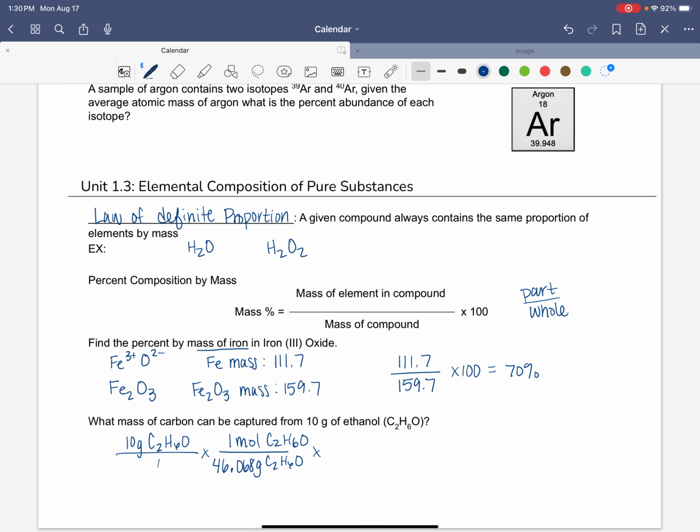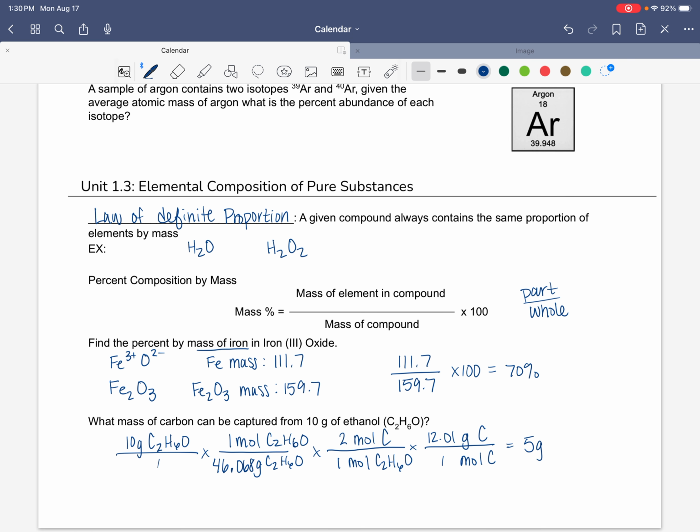46.068. So now I'm in moles of ethanol. In 1 mole of ethanol, for carbon, there are 2 moles of carbon based off of the formula. Now that I'm in moles of carbon, I can go to grams of carbon. Anytime we go from grams to moles or moles to grams, we use the molar mass. The molar mass of carbon off the periodic table is 12.01. So when I multiply across and divide, I get 5 grams.